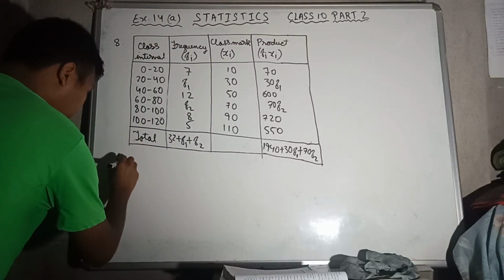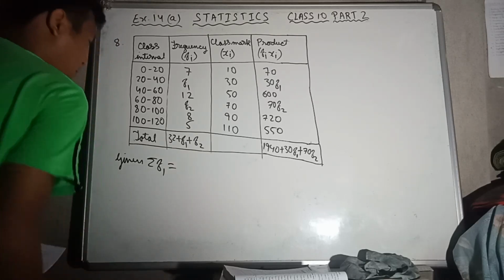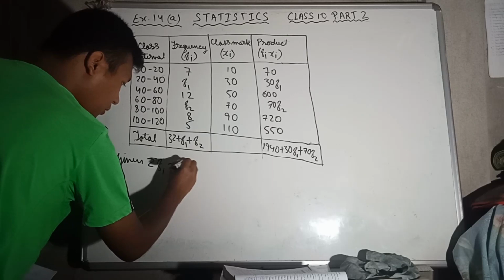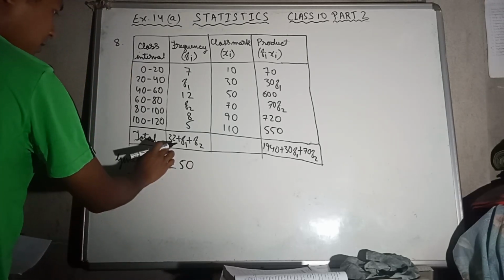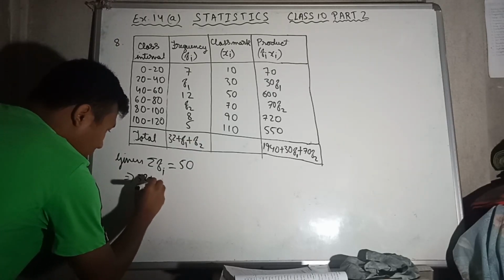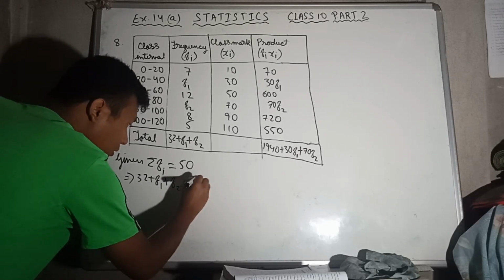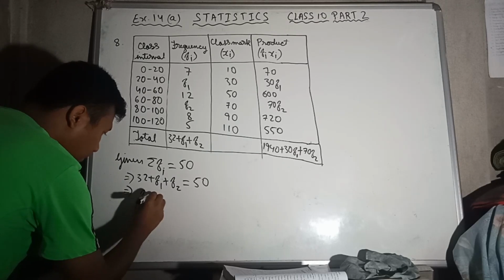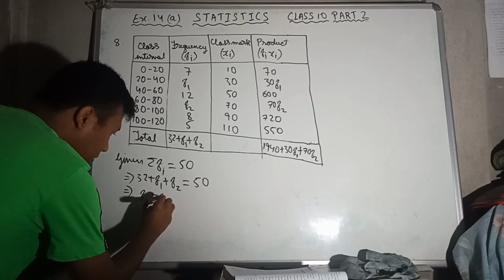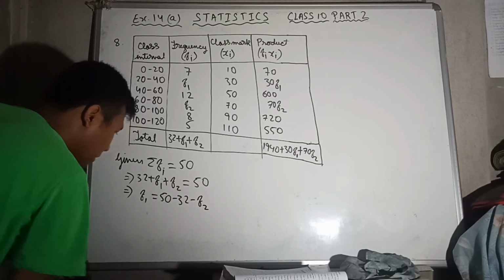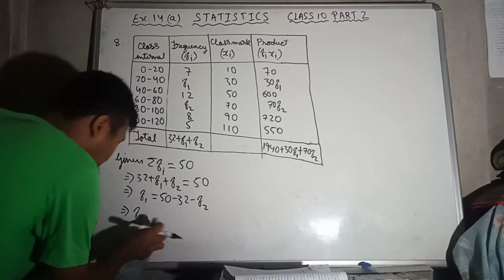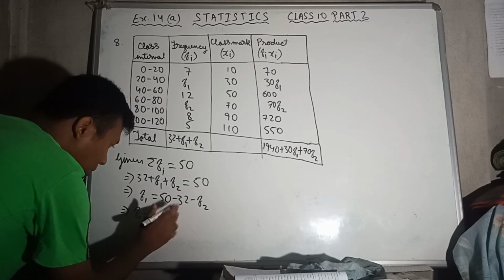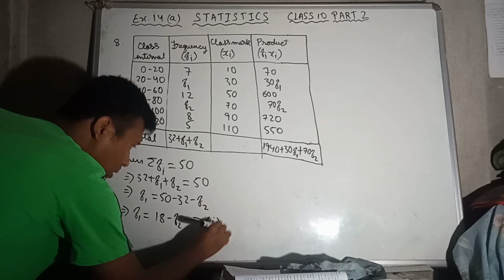Now let us solve the question. Given summation of fi, the total frequency, is equal to 50. This implies summation of fi is 32 plus f1 plus f2, which is equal to 50. This implies f1 plus f2 is equal to 50 minus 32, which is 18. So f1 plus f2 equals 18, so f1 equals 18 minus f2. This is equation 1.